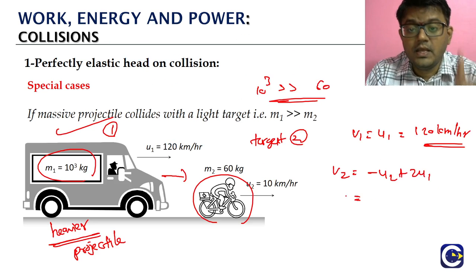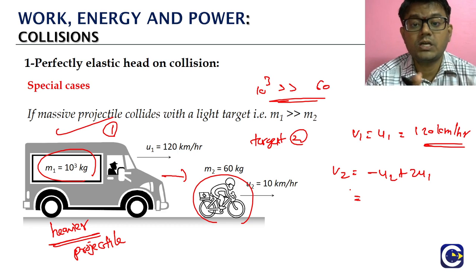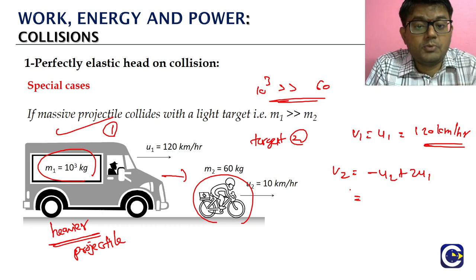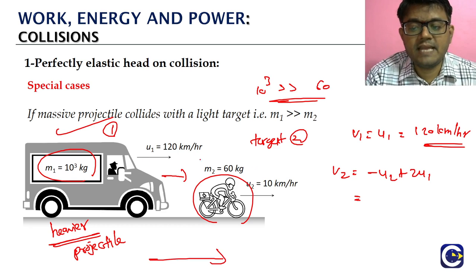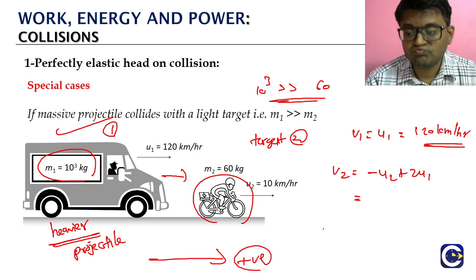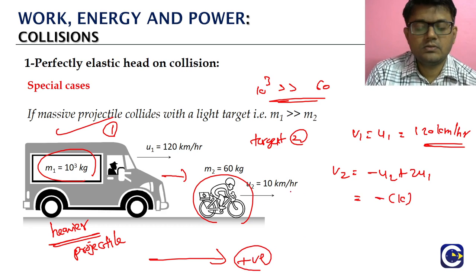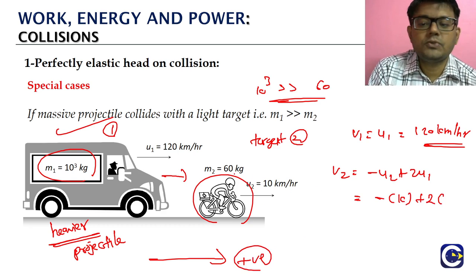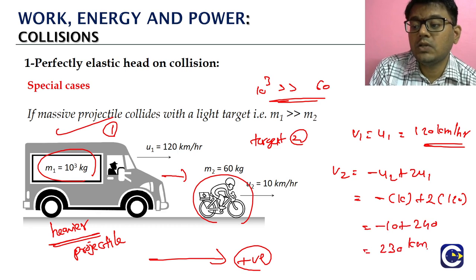Here we have to be careful about the sign convention, like what we did in kinematics. You take one direction to be positive, which means the other has to be taken as negative. Here both of these are in the same direction, right? u1 and u2 are both in the same direction. We take it as positive. So minus u2 means minus 10 plus 2 times u1. u1 is 120. So minus 10 plus 2 into 120, which is 240. So this is 230 kilometers per hour. Look.